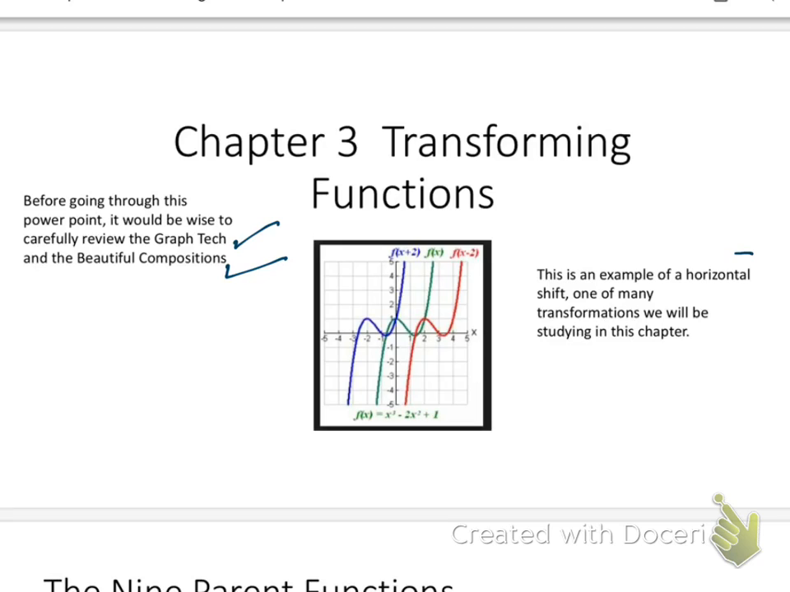And this little box here to the left is an example of a horizontal shift, and it's one of the many transformations that we're going to be studying in this chapter. So let's go on to the first slide.